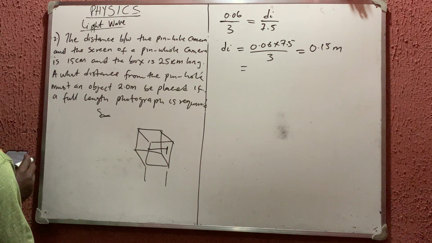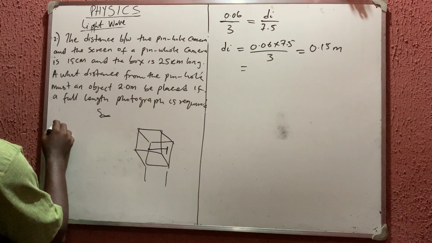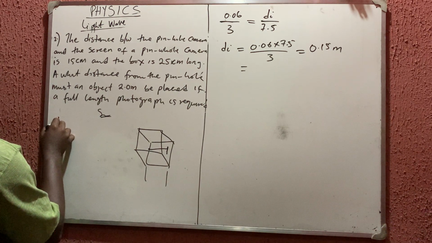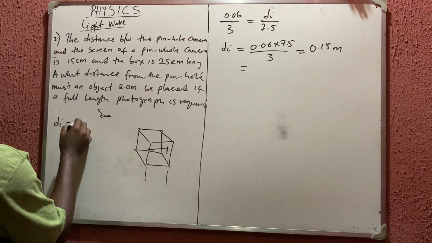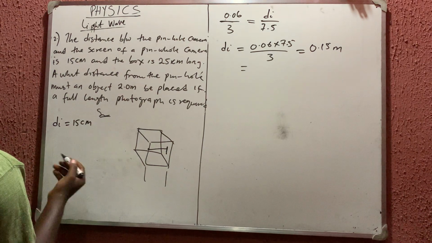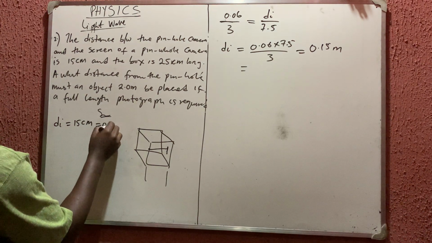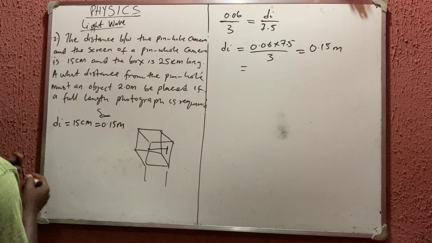So we have that the image distance is 15 cm. What's our image distance? The image distance is equal to 15 cm. Now convert it to meters, you have 0.15 meters.